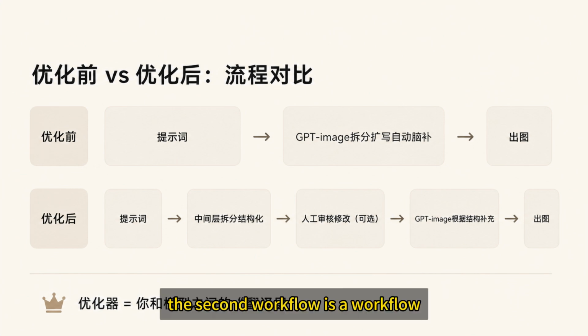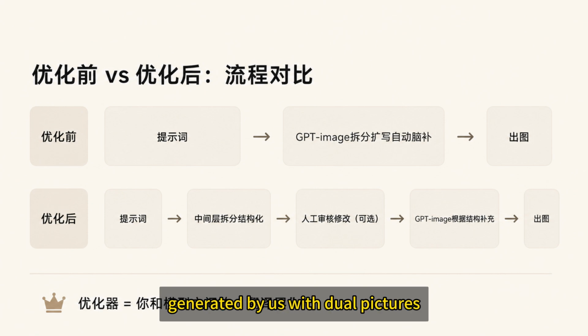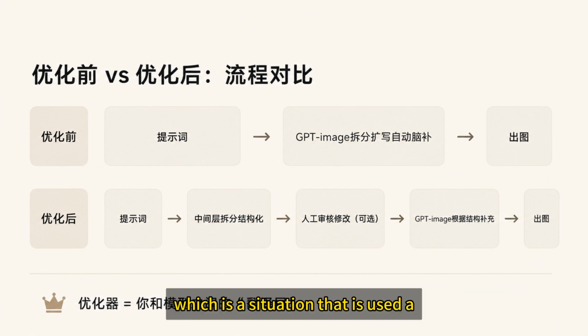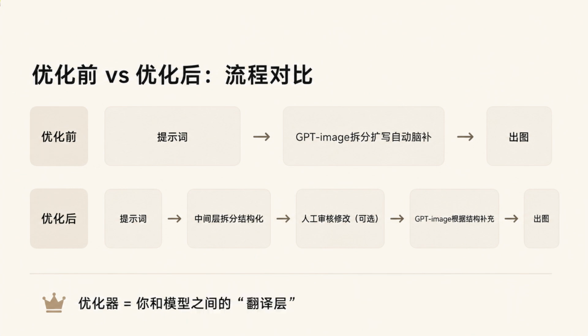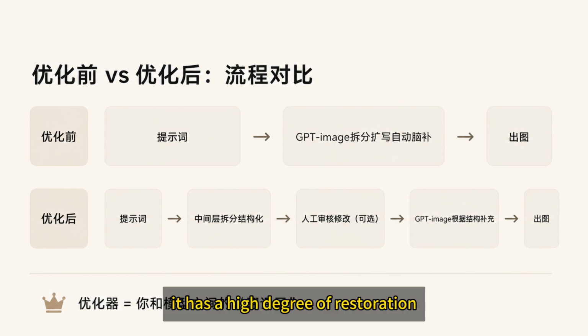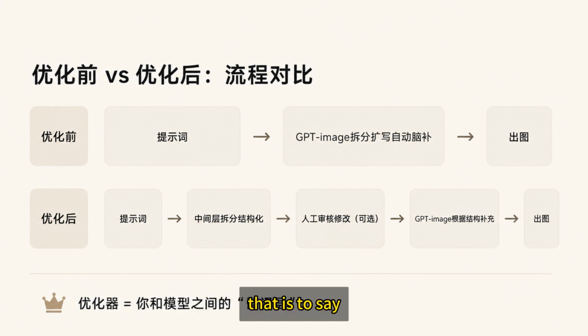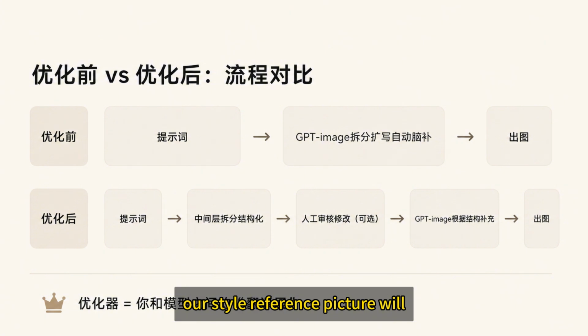The second workflow is a workflow generated by us with dual pictures, which is a situation that is used a lot in our e-commerce scenarios. That is, we upload a product and find a reference to generate a picture. If we don't change the frame, it has a high degree of restoration of our entire reference picture. That is to say, our style reference picture will actually have a greater impact.